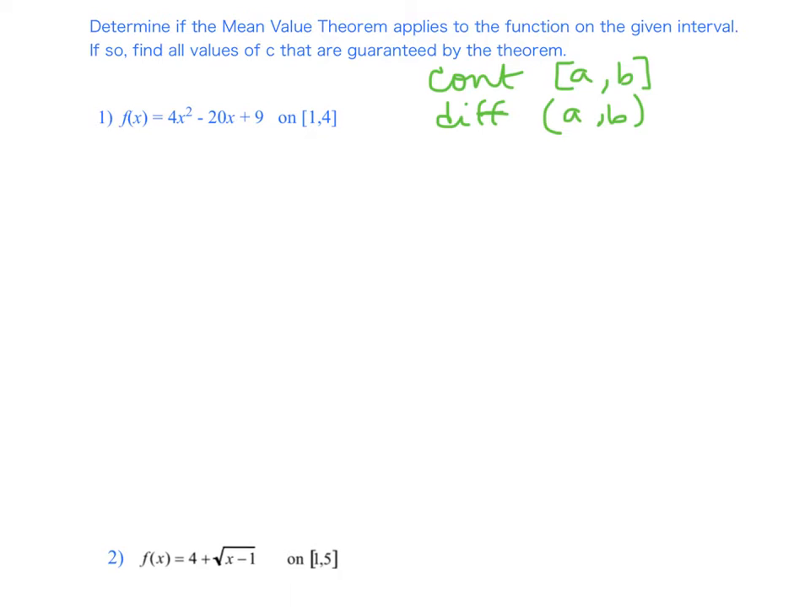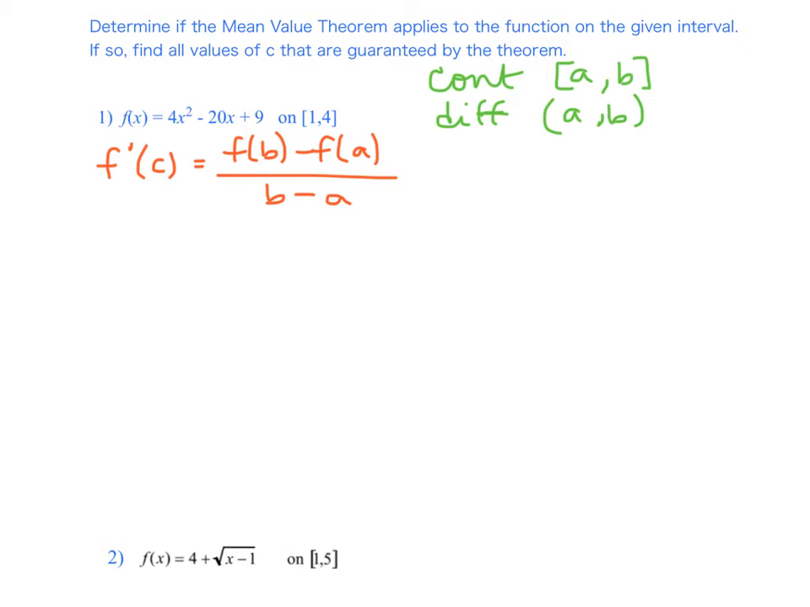Okay, so now I've answered those questions, I can move on to actually finding the values of C guaranteed by the theorem. So there's nothing tricky with this one. All right, so that means I need to actually use the mean value theorem. I need to write that down. So the mean value theorem says f prime of C has to equal f of B minus f of A all over B minus A. Okay, so now I'm going to go ahead and do each of these pieces one at a time.